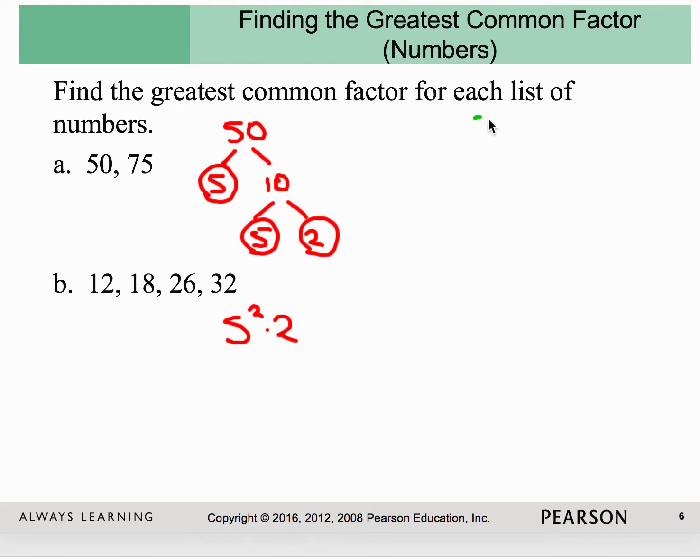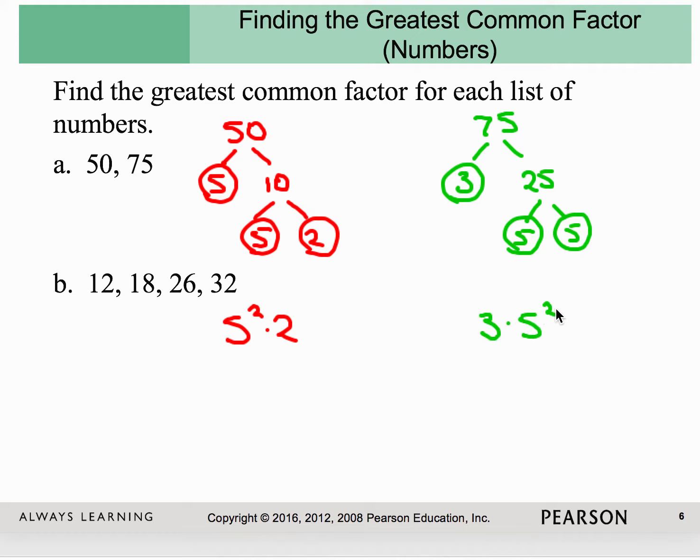Let's do the same thing for 75. 75 is 3 times 25, because 3 is prime. And look, 7 and 5 is 12, so I know it's divisible by 3. Some of you might have started with 5, knowing it's divisible by 5. Whatever. 25 is 5 times 5. So I can write it in its factored form as 3 times 5 squared, right? Two 5s, I can do this.